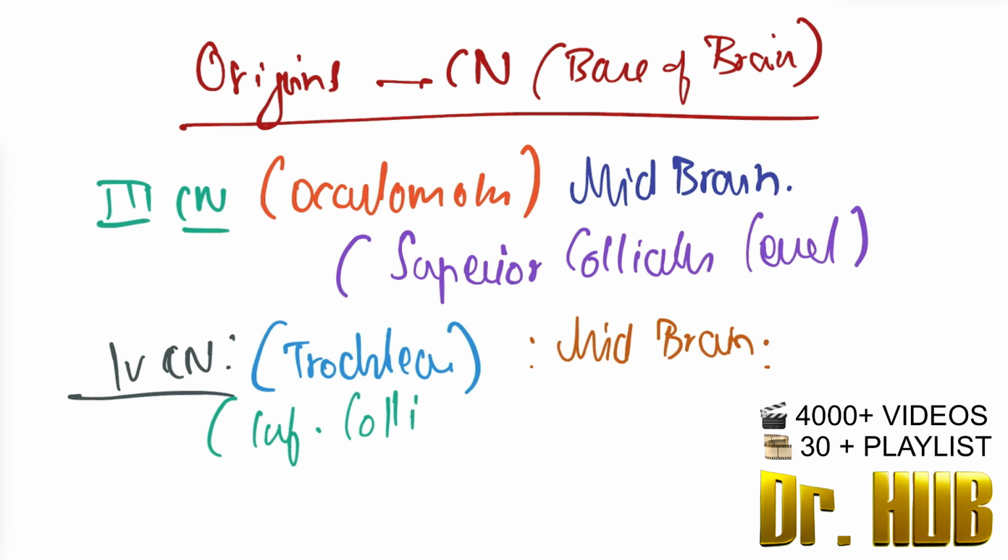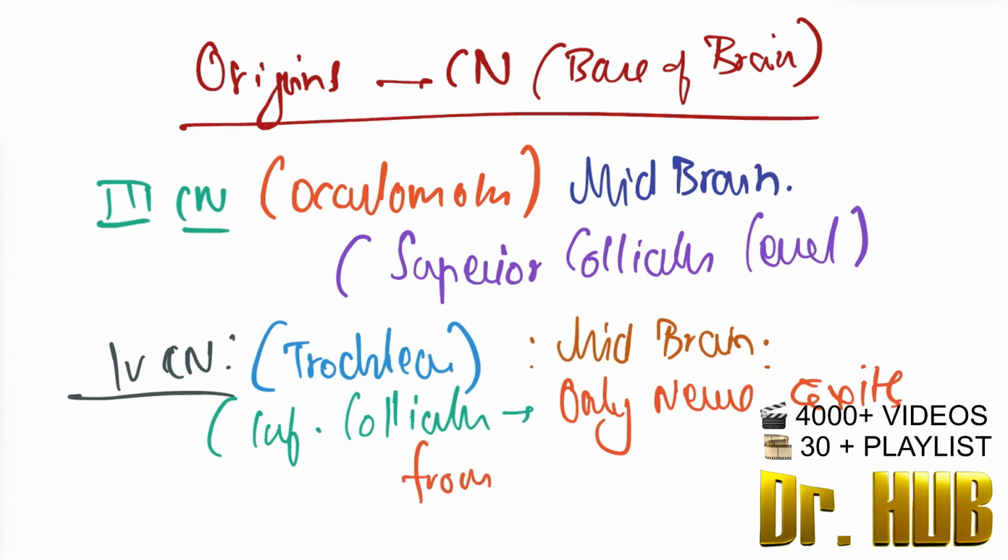It is present in the inferior colliculus, and it is the only nerve that exits from the dorsal aspect.